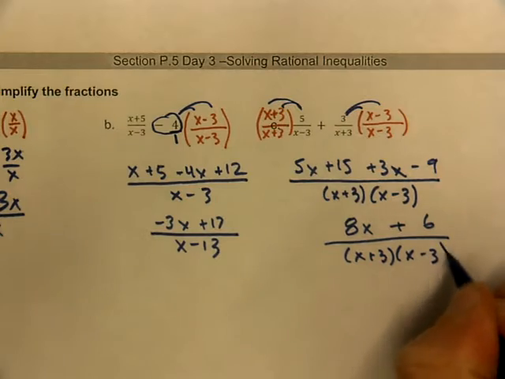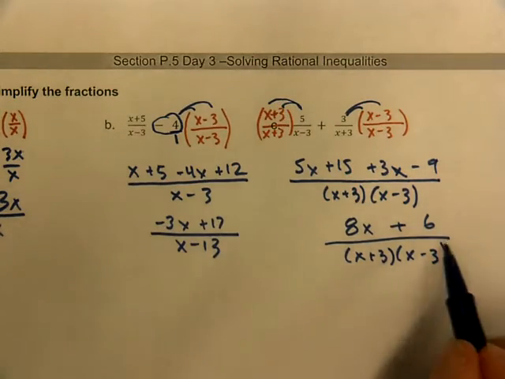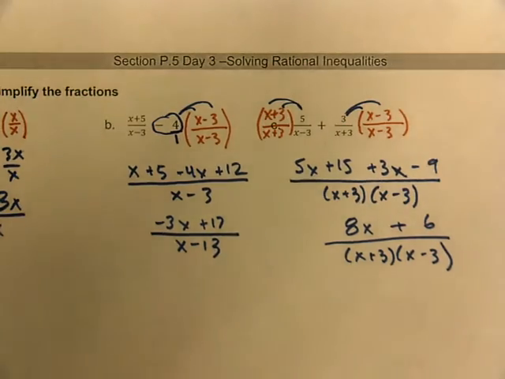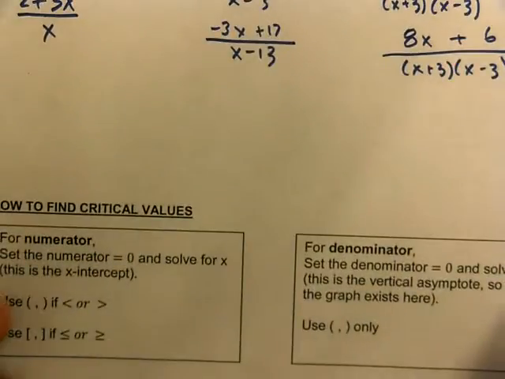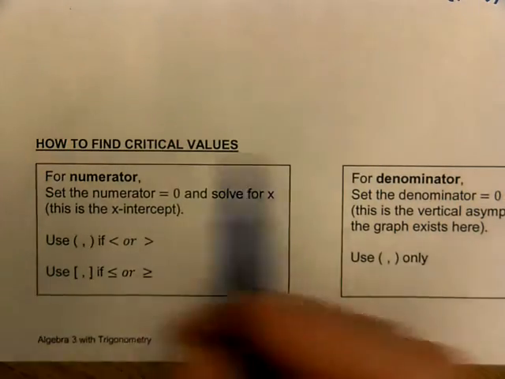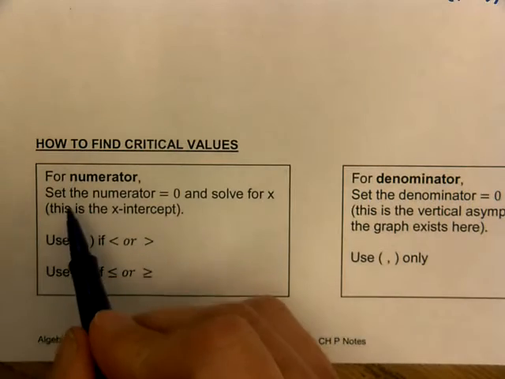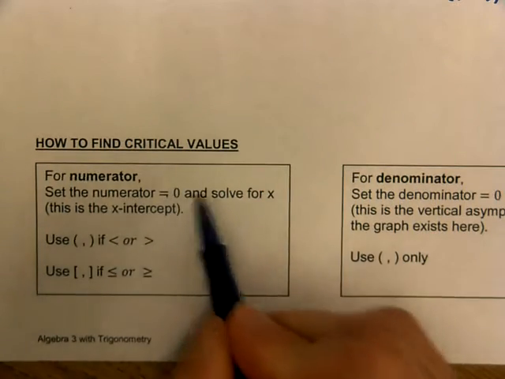So that will be the very first step we will see in these problems today. We need to create a single fraction, then we can find the critical values. And that's summarized down here. So the critical values are going to come from 2 places, from the numerator and from the denominator. For the numerator, we're going to set that numerator equal to 0 and solve for x.